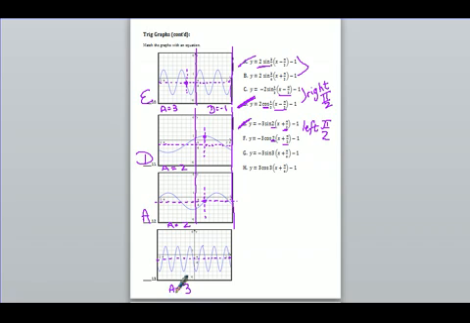Amplitude equals 3. And so we want to look at the B value. If I look between 0 and 2 pi, how many cycles of a graph do we have? 1, 2, 3. So that means that my B has to be one of the choices that has a 3 in it. So G or H for this last graph.